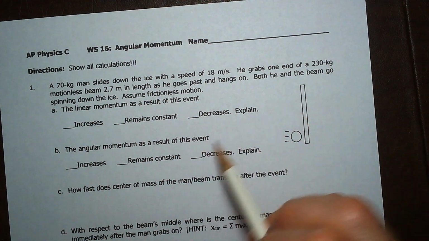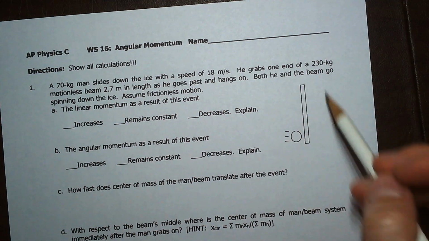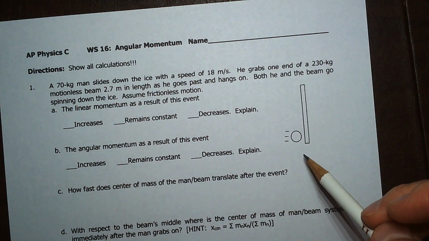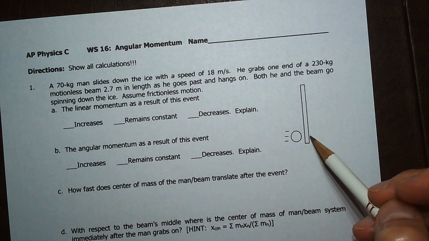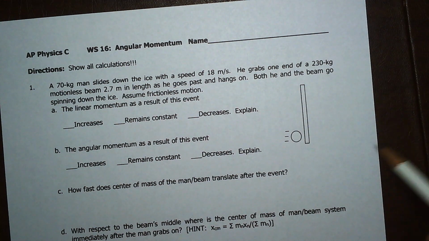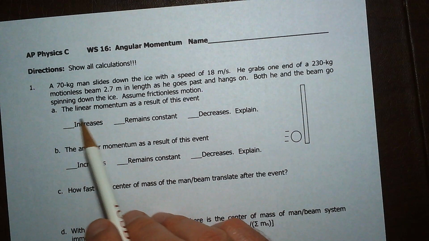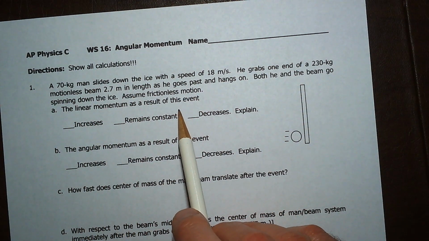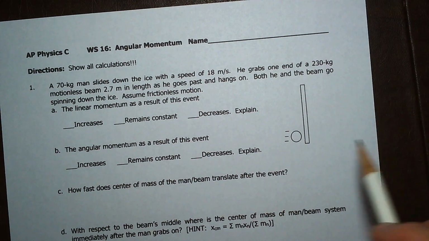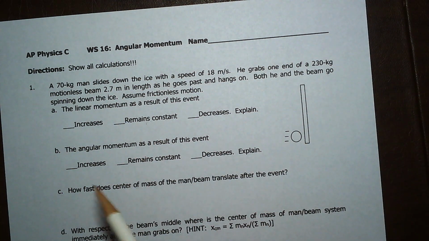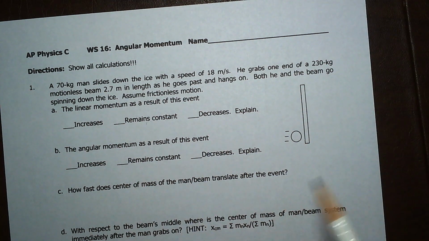Okay, so for this one, we have this ice skater who is going to hit this log or whatever this is, this beam, and grab on, and they're going to start rotating and sliding at the same time, and it's frictionless. So what happens to linear momentum? Well, there's no external forces, there's no friction or anything, so it's constant. Angular momentum, well, there's no external torques, so constant.